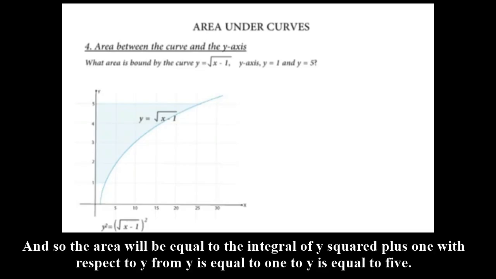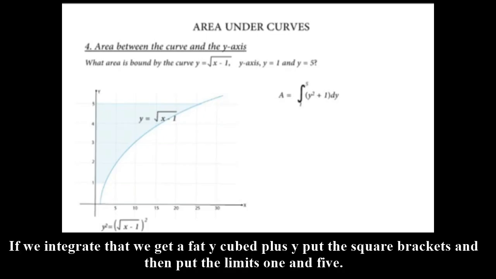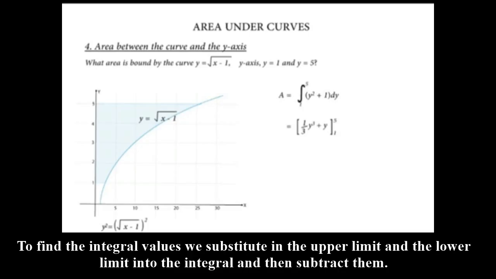And so the area will be equal to the integral of y squared plus 1 with respect to y from y is equal to 1 to y is equal to 5. If we integrate that, we get a third y cubed plus y, put the square brackets and then put the limits 1 and 5. To find the integral value we substitute in the upper limit and the lower limit into the integral and then subtract them.